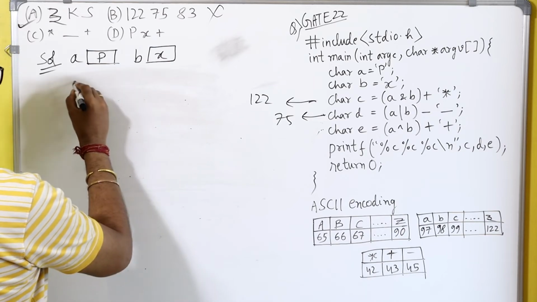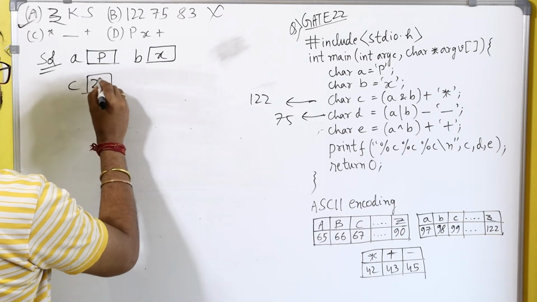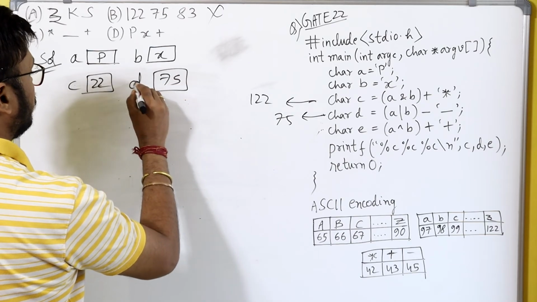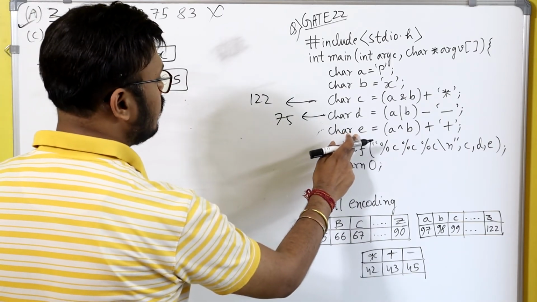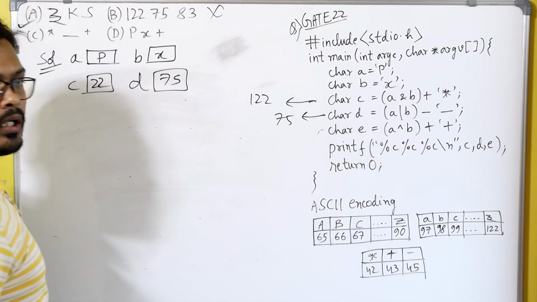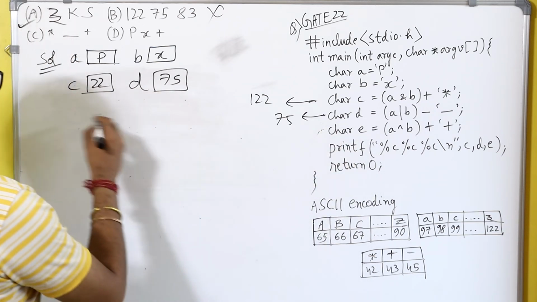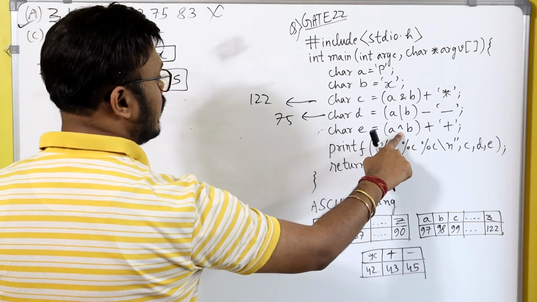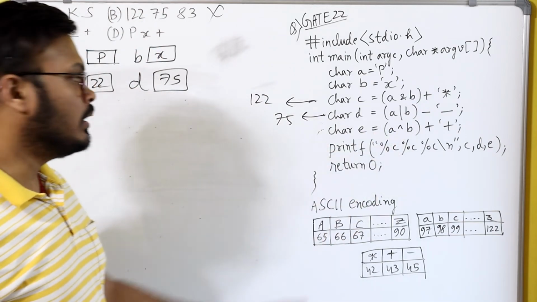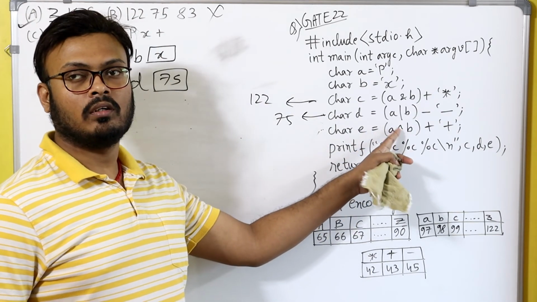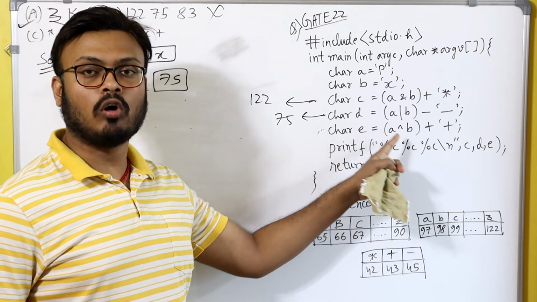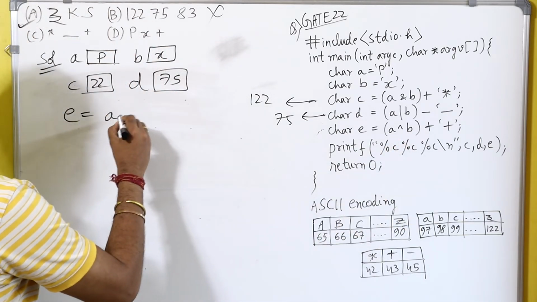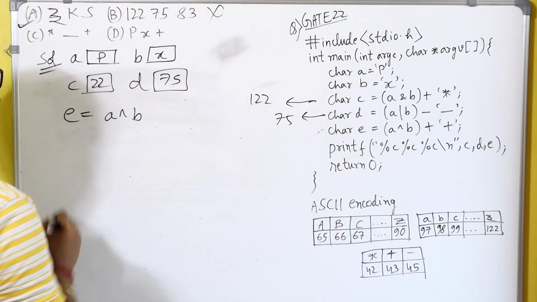So now we have the value of C as 122 and the value of D as 75. Okay. So now let's calculate the value for the character E. Char E. Let's calculate the value for this variable. So what's written? A. Then what is this operator? Is it exponential operator? No. This is exclusive OR operator. Fine. This is exclusive OR operator. A exclusive OR B. Okay.